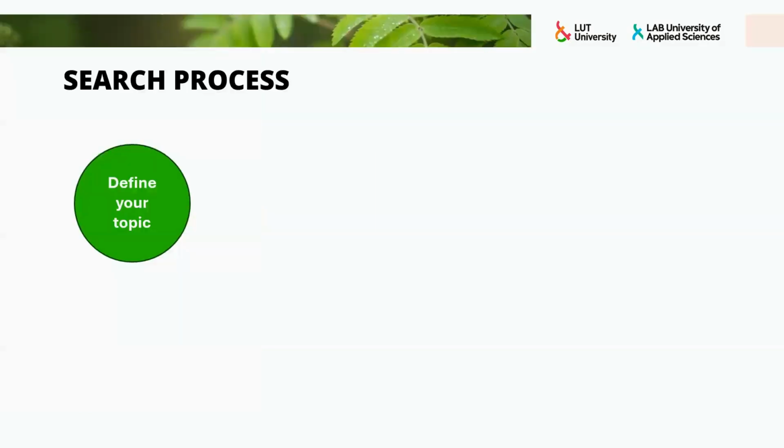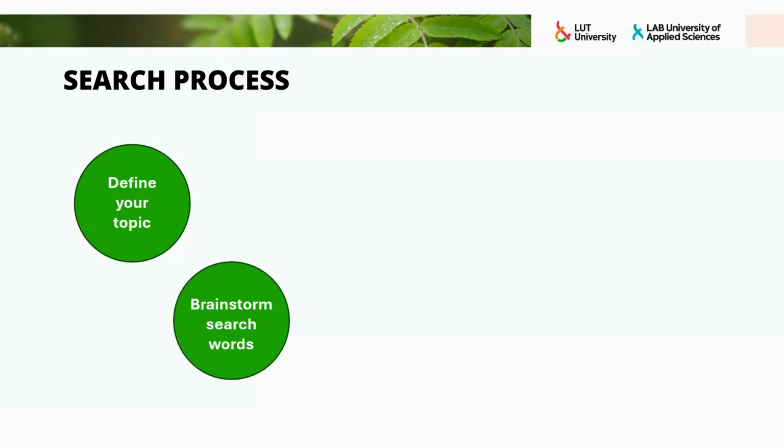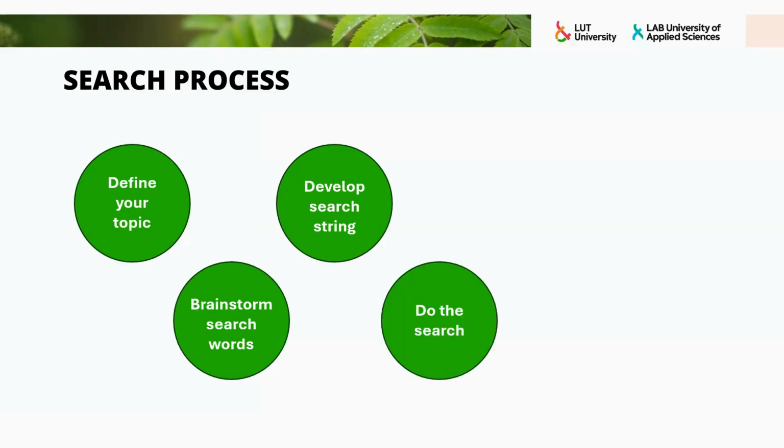You start the process with defining your research topic. Maybe you have an essay title or a research question that you need to answer. Once you have defined your topic, you will start brainstorming for search words. Then you will turn the search terms into a search string. You might use phrases, Boolean operators, or search techniques at this point. Then you will do a search in the library databases. You browse the results, and hopefully you will find some good ones.